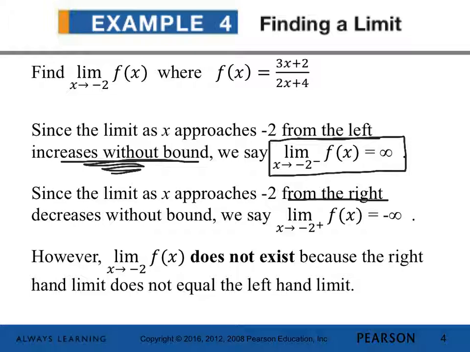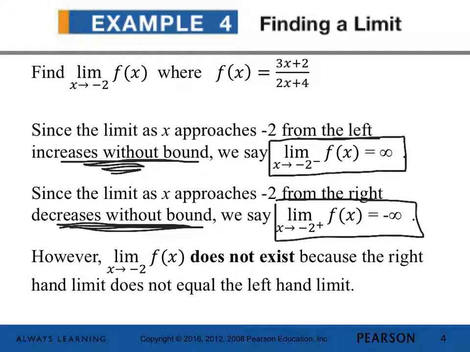we say that it decreases without bound. It goes lower and lower and lower. And the way that we say that with mathematical symbolics is to say the limit as x approaches negative 2 from the right of f of x is negative infinity.